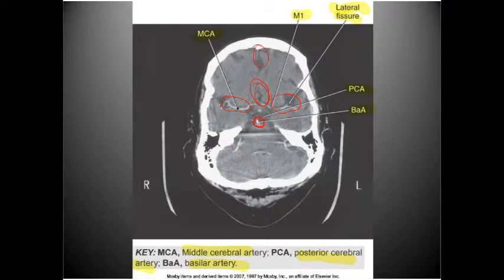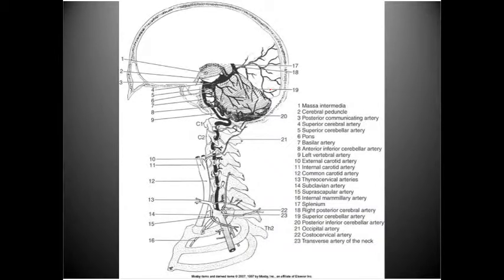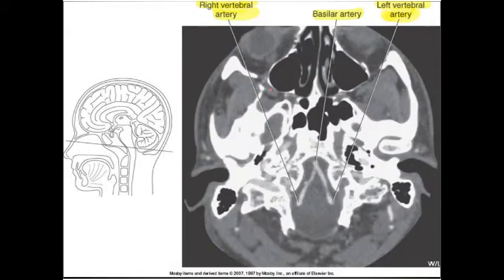We have the falx cerebri here, lateral fissure here, and so this just kind of demonstrates to you all the branches. Here we have the right vertebral and the left vertebral coming together to form the basilar artery. Notice that we're getting ready to see the EAM.